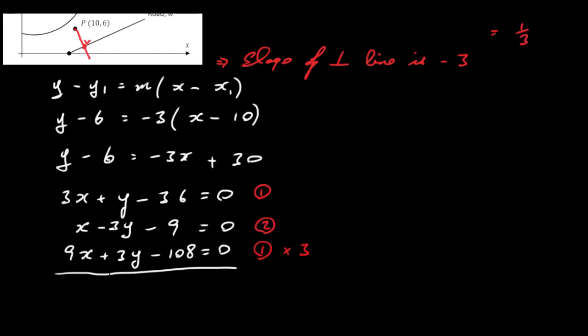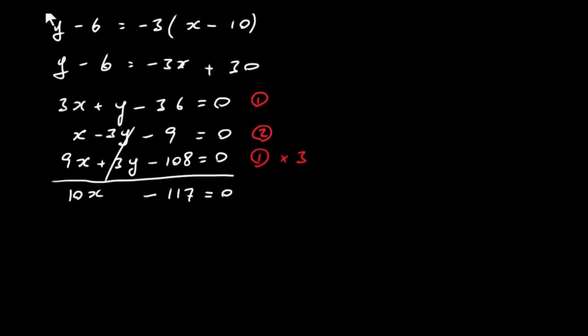Adding these two equations, I get 10x, the y's cancel, and I end up with 10x minus 117 equal to 0. So I have my x now. 10x is equal to 117, so x is equal to 11.7. That's my x value. Let's put it into one of the equations to find the y value.